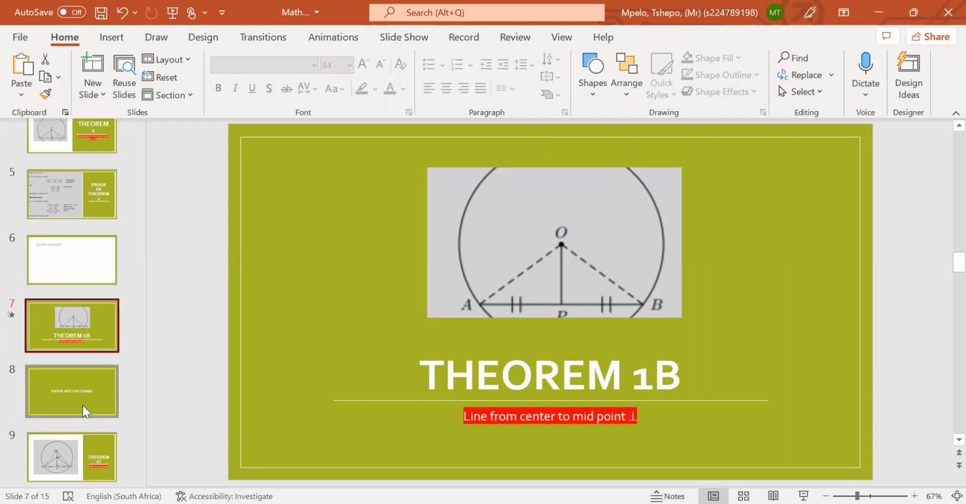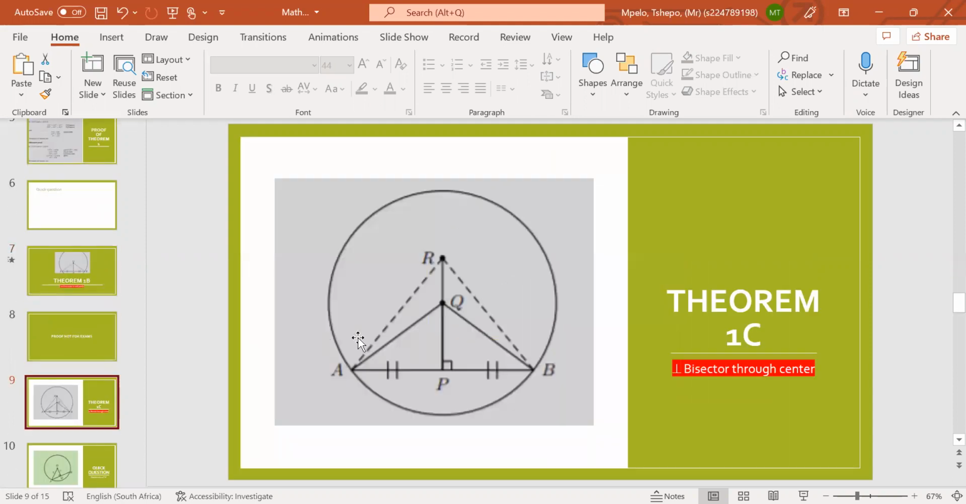Now theorem 1c: if the line bisects the chord and is perpendicular, therefore the line is from center. This theorem answers the question, does the line come from center? Yes, the line is from center. Why are you saying it comes from center? Because the line is perpendicular to the chord and it bisects the chord. You see? So mathematically it makes sense.